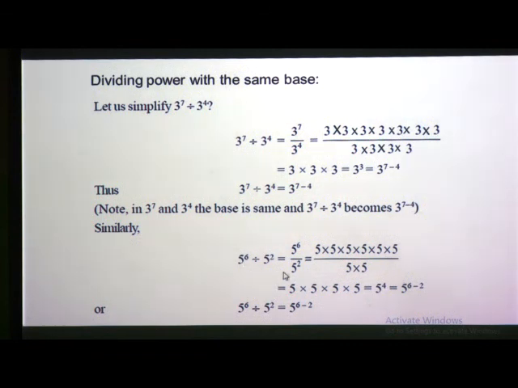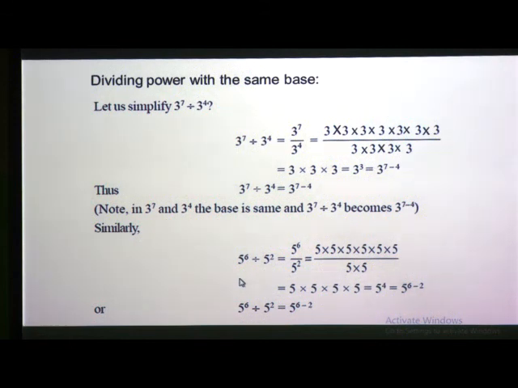Similarly, if we have another example, we will not go for this lengthy procedure. If you get the question in MCQ or in filling the blanks, you can use that formula and you can find out the answer very easily.